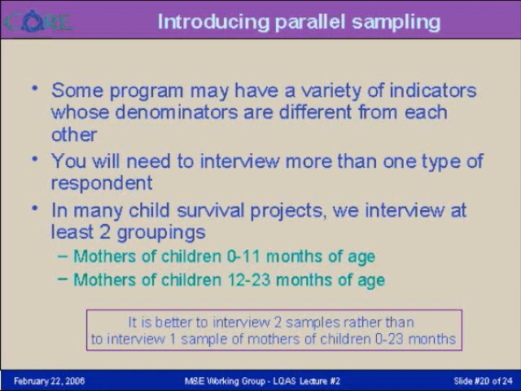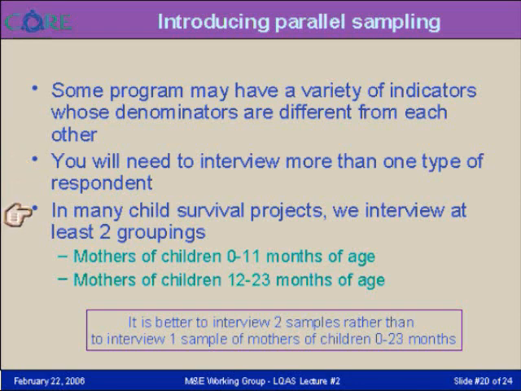So the previous table was mostly the type of grouping that the projects that we're all involved in could present, with some examples of the type of projects and the type of interventions that will be related to these particular groupings. In order to introduce the concept of parallel sampling, we would like to highlight for you three main issues. The first one, some programs may have a variety of indicators whose denominators are different from each other. Therefore, if that is the case, you're going to need to interview more than one type of respondent.